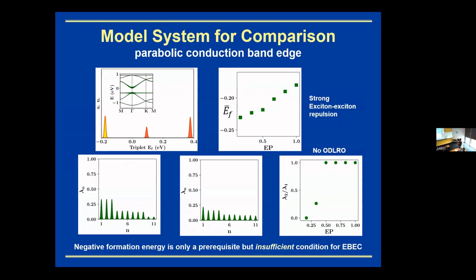So I can tune my calculation parameters. I can make this conduction band parabolic instead of flat, and then repeat all my calculations for excitons. And you can see that now the average exciton formation energy is no longer constant, and it goes up with the population of excitons, indicating a very strong exciton repulsion. Furthermore, if you now calculate the eigenvalues of the two-body density matrix, there's no off-diagonal long-range order, because you don't have a single peak anymore.